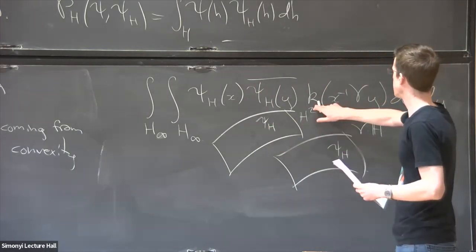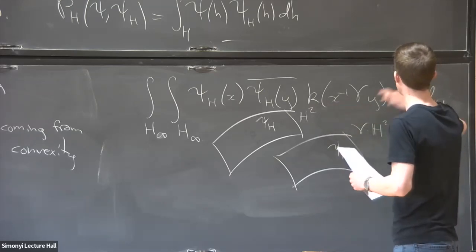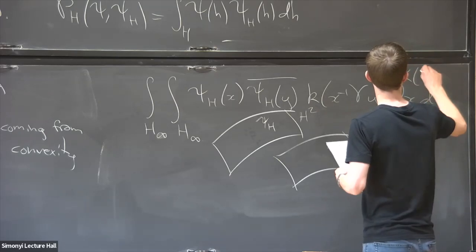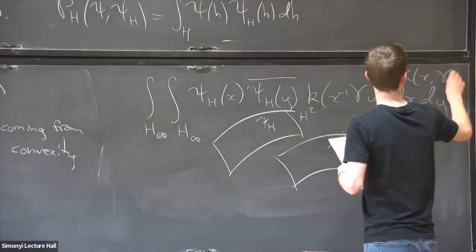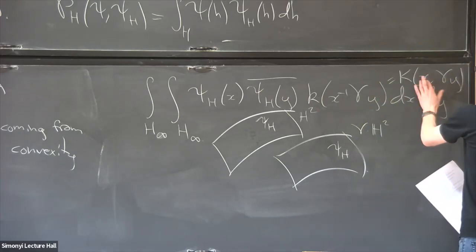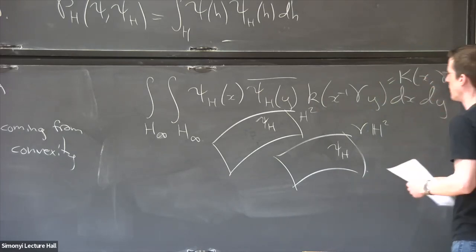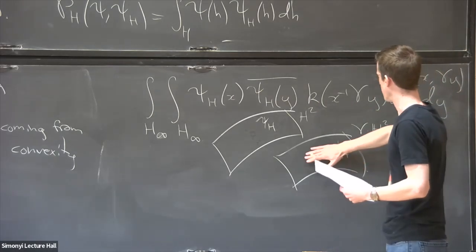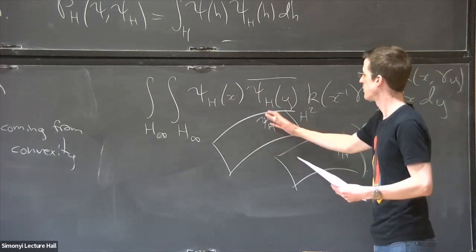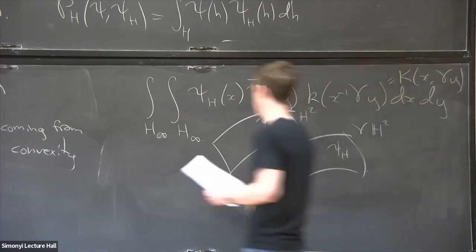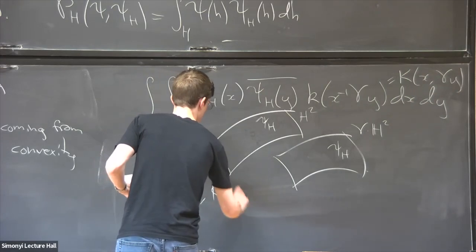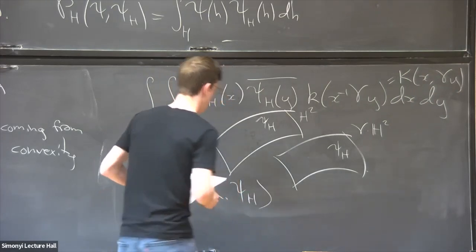And you can really think of this as an integral kernel. I have a point-pair invariant kernel, k(x, gamma y), and I use that to make an integral operator that moves this eigenfunction over to here, and then I pair. So this is sort of like an inner product, like this.